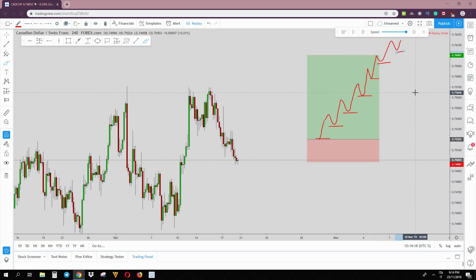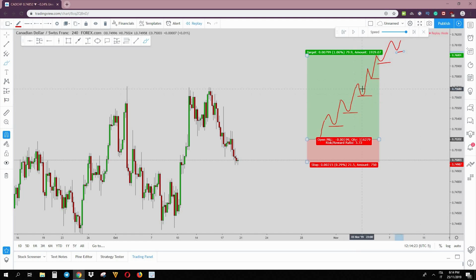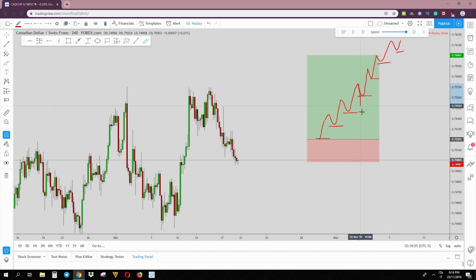So there are these two main ways to manage your position. Now, if you use this strategy, you will have the possibility that the market will just go back and, for example, do something like this.